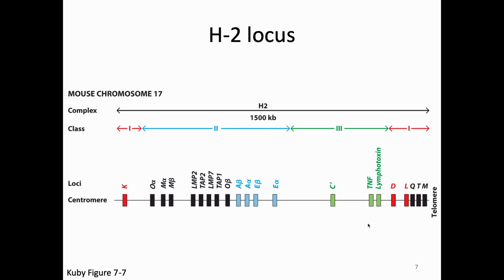In the case of mice, this is on chromosome 17. It's about 1,500 kb. You can see that we do have a class I, a class II, and a class III region, although because why not? Class I is broken up, but whatever, not a big deal. We have 3 class I genes in the mouse. They are H2K, H2D, and H2L.